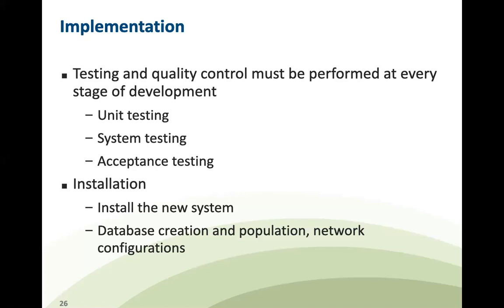And then installation. Installation also should be done. That is installing the new system, because it's software. Database creation and population, network configurations. The database should be created because that's the place where you store all the data, and it should be populated. Populated means you have to fill it with existing data. And then network configuration: you have to decide what sort of network you are going to use, whether it's a LAN or WAN, depending on your requirements in the business.